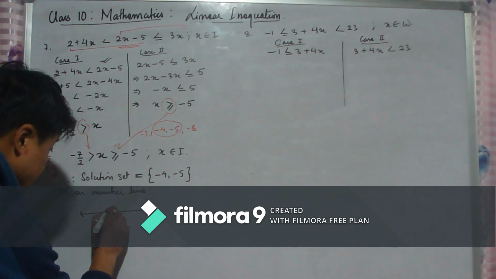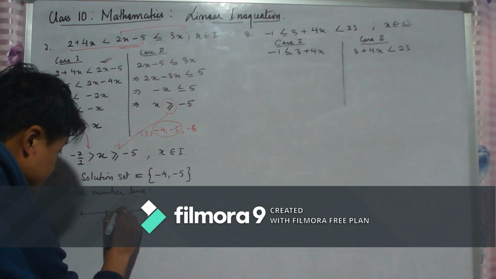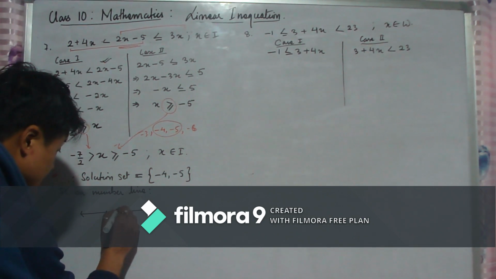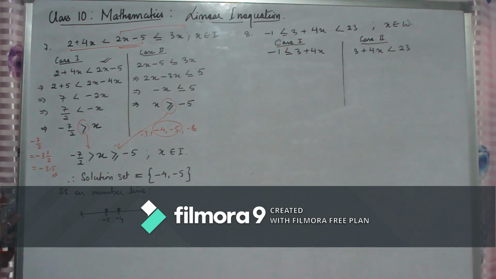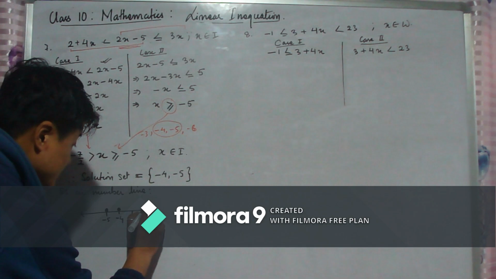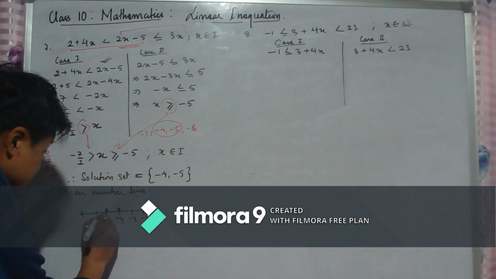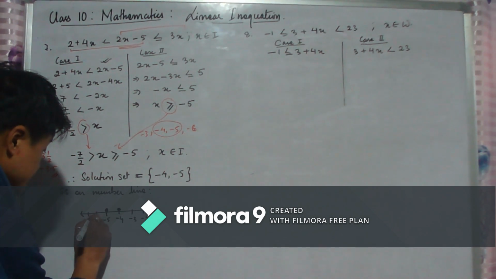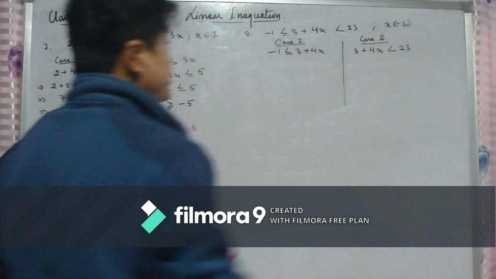So you write here, so less will be here, this is here minus 5, this is here minus 4. These are our solution set, and before this and after this we have to put the two numbers. So here minus 3, here we will write minus 2, and here is minus 6 and minus 7. This is the solution set. Okay, now we move on to the next number.